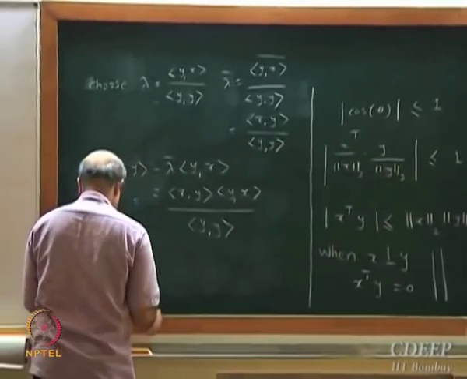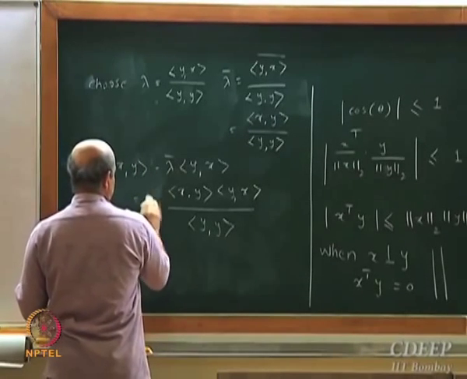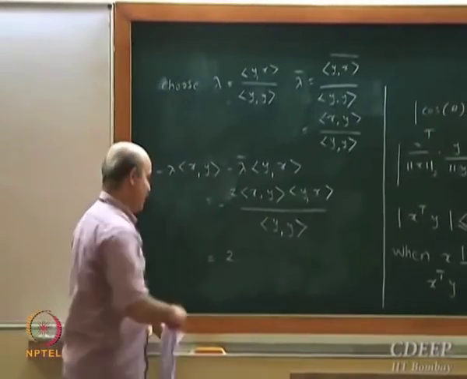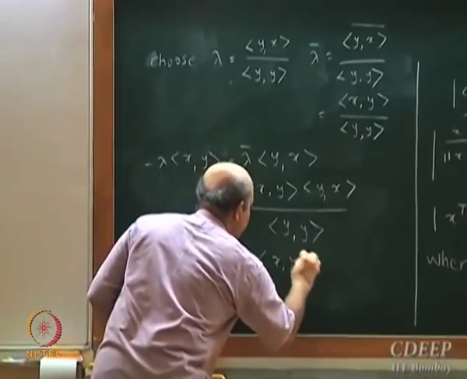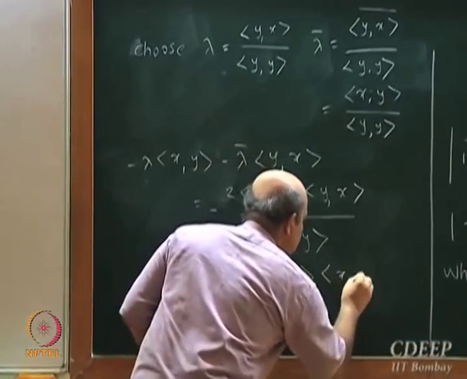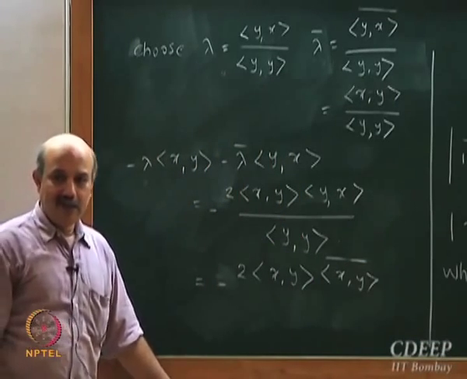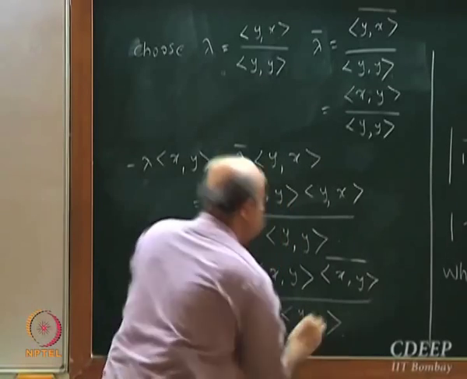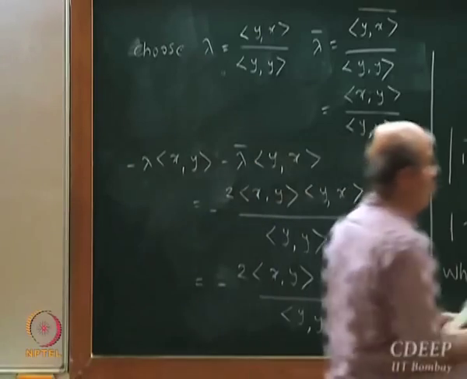This is equal to 2 times, well, the minus sign will persist. So this is equal to minus 2 times x inner product y, x inner product y bar, right? y inner product y, okay. I'll move on to here now.